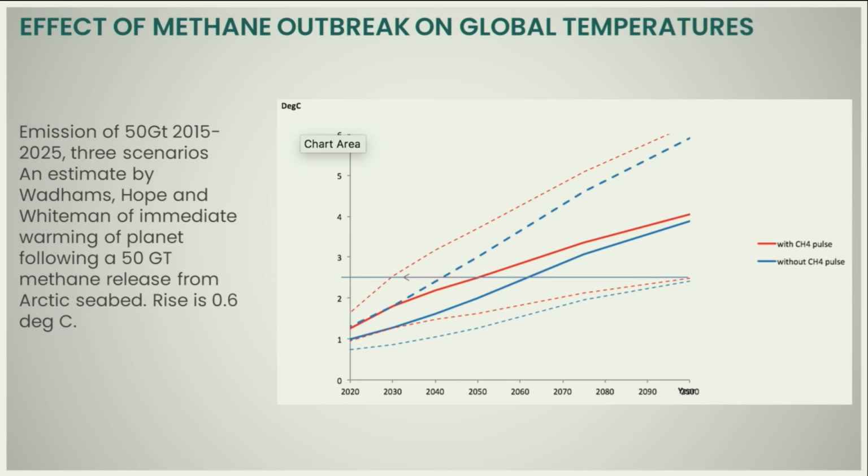Now, in our model, the rise was only 0.6 of a degree. Now that's, given that the temperature rise has only been 1.2 degrees since the Industrial Revolution, we're getting a rise of half as much just immediately from the seabed methane melt.